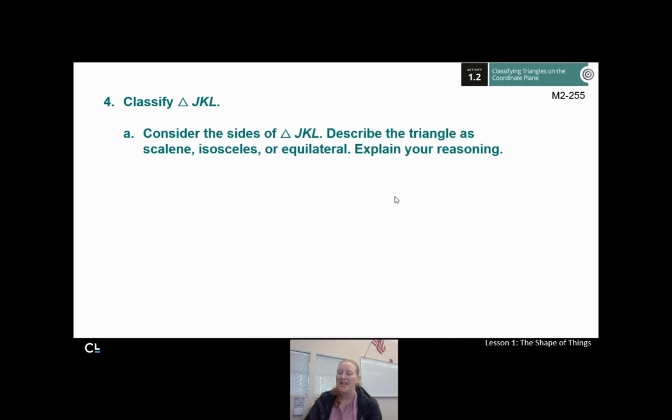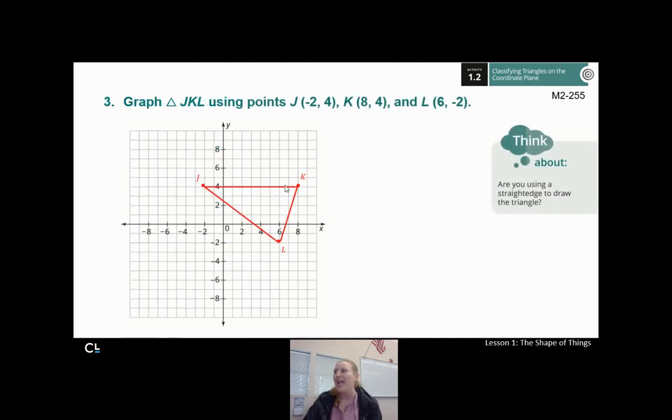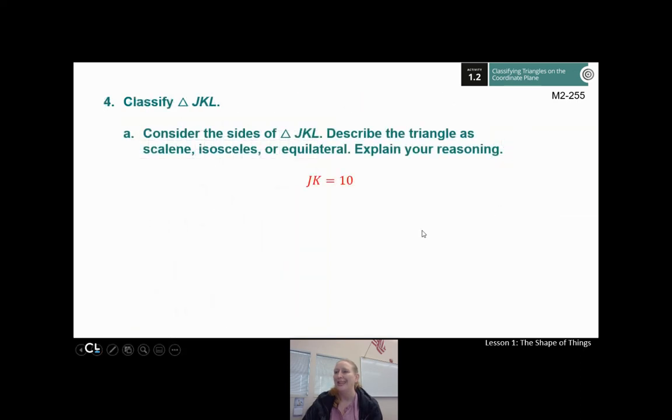So as always, math teachers, we're lazy whenever possible. And I noticed that with JK, I could actually count how far across it was. So I did. I was like, 1, 2, 3, 4, 5, 6, 7, 8, 9, 10. So I was like, oh, that's easy. JK is 10. Remember, if it's horizontal or vertical, you really can just count to figure out how long that piece is. Now for KL and for JL, we have to do a little bit more work. I did have to use some of that lovely, lovely distance formula action.